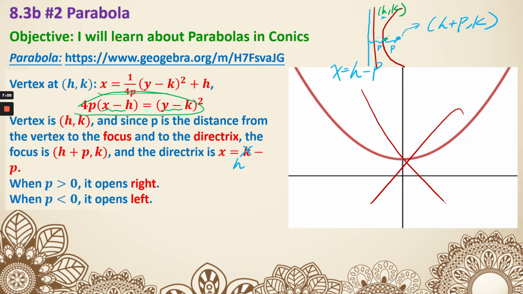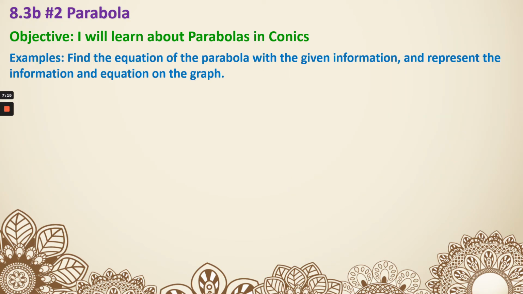When p is greater than 0, it opens to the right, and when p is less than 0, it opens to the left. These are things you should be able to directly decide based on this number in front of x minus h in today's lesson, or y minus k in last lesson. Now let's have a look at a few examples.